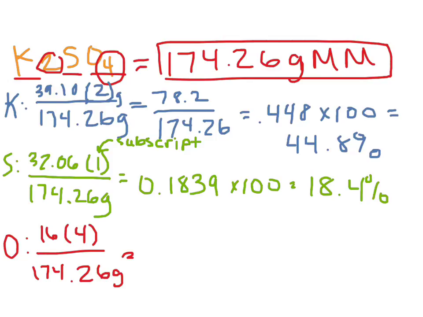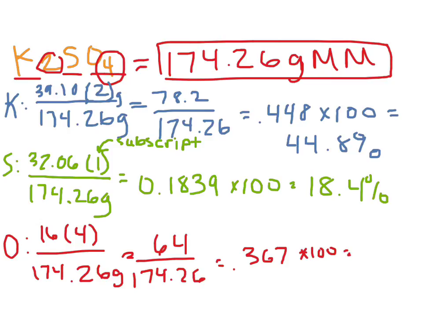So basically you're going to get 16 times 4, which is 64, divided by 174.26, which gives you 0.367 times 100, which gives you 36.7%. And to check your answer, you can add all of these up and see if they equal about 100.